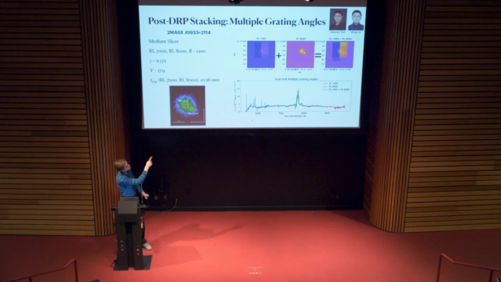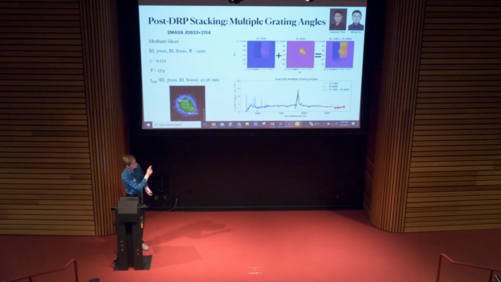You can then take several different grating angles or different central wavelengths, take data in both of those configurations, and sum them together. They don't have to be spatially coincident, and you can concatenate the spectra together. So on the left, you see the central wavelength of 7,000 in blue. On the red, you have the red RL 8,000 and the concatenated spectrum together.